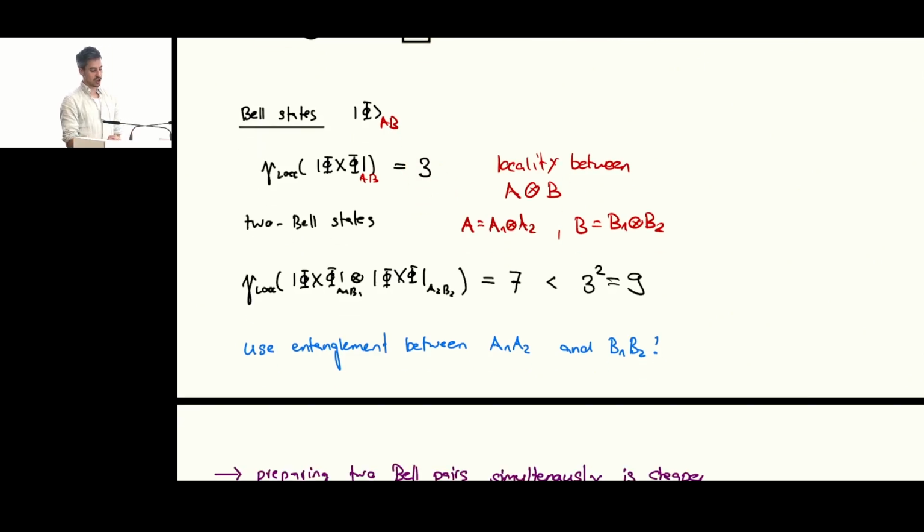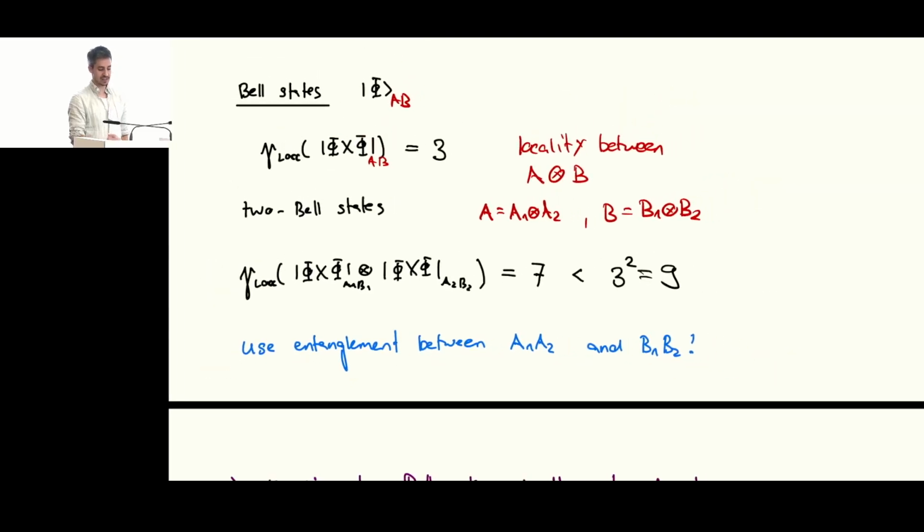Now we can say, okay, what is the cost of preparing 2 Bell states? So for 2 Bell states, it's of course smaller or equal to 9, but it turns out that it's actually 7. And the intuition is that now here we have a locality structure just between A and B. But here in 2 Bell states, right, we have this Bell state, okay, probably you cannot read my ugly handwriting. This is on A1, B1, and this is on A2, B2. The global locality structure is A is now A1 tensor product A2, and B is B1 tensor product B2.